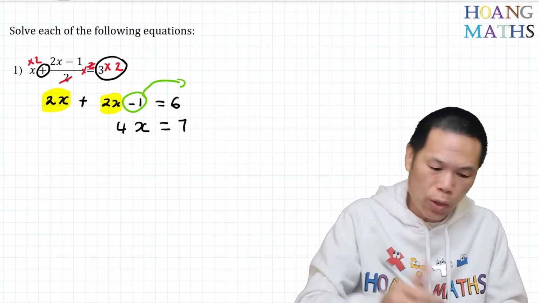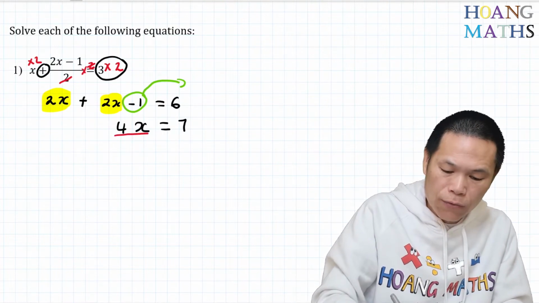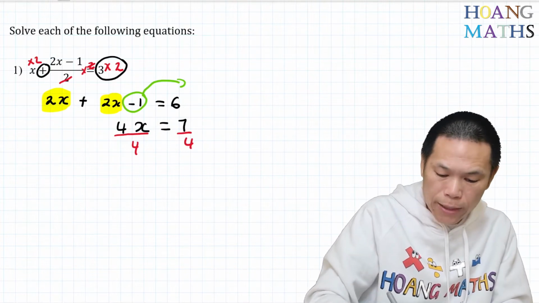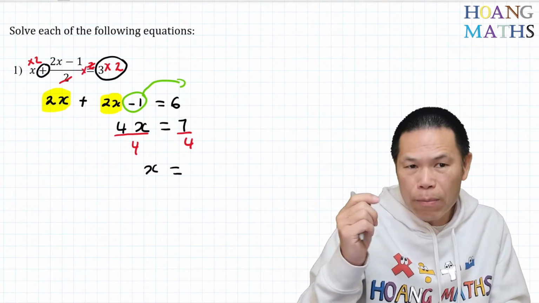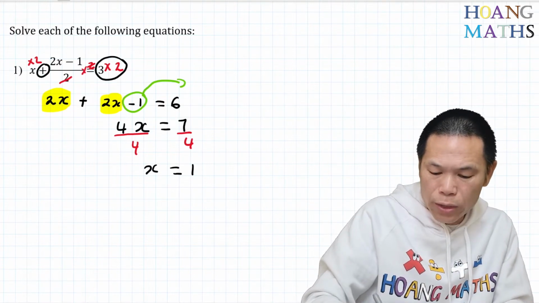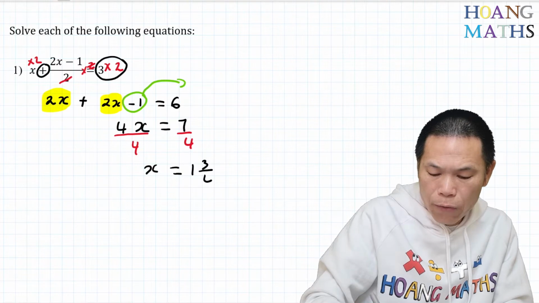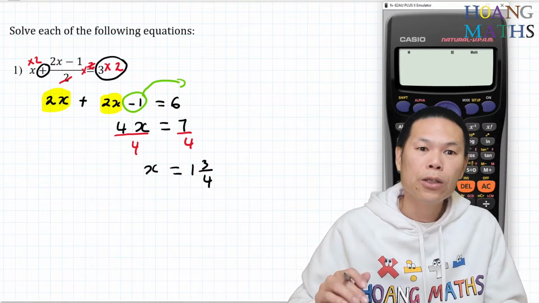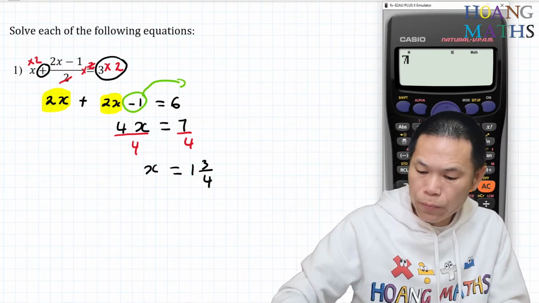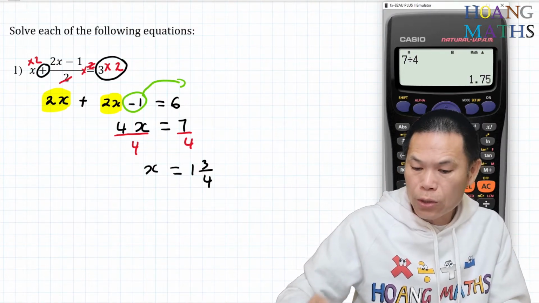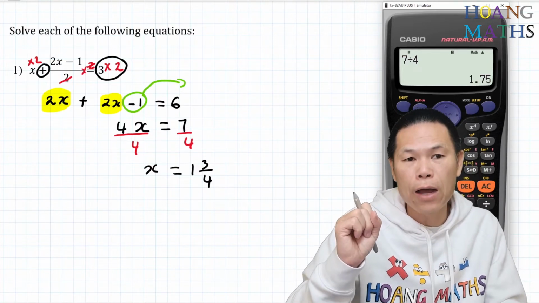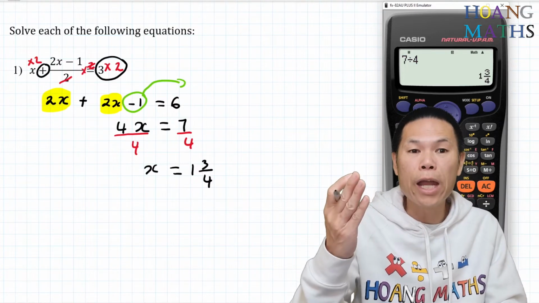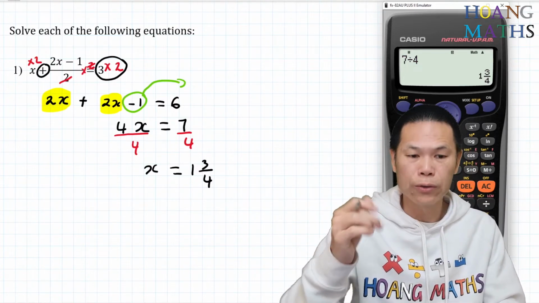So now what I do is get rid of this 4: I divide this by 4, and I divide this by 4. Therefore, x is equal to 7 divided by 4, which is 1, remainder 3, so 3 over 4. Otherwise, I can just quickly use the calculator to work this out. I just go 7 divided by 4, and that gives me 1.75. If I want a mixed numeral, I just press the shift S-D button. So 1 and 3/4. So there you go.